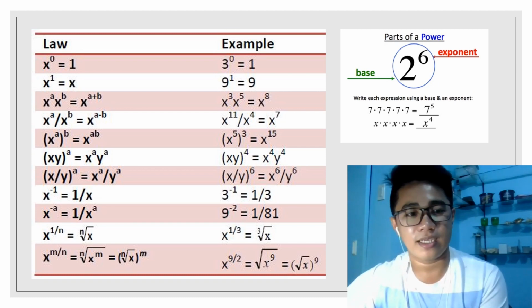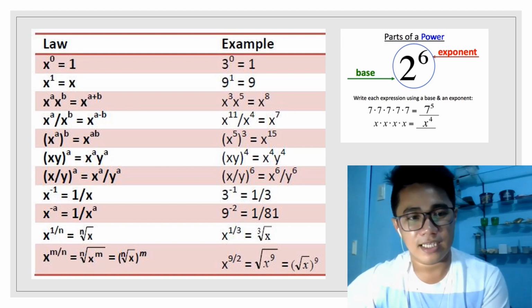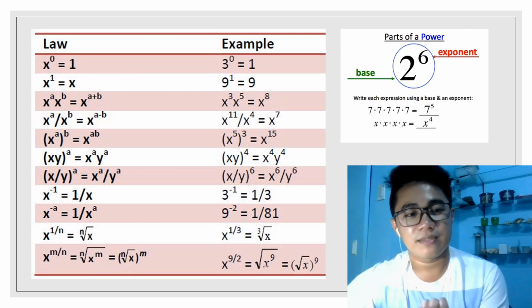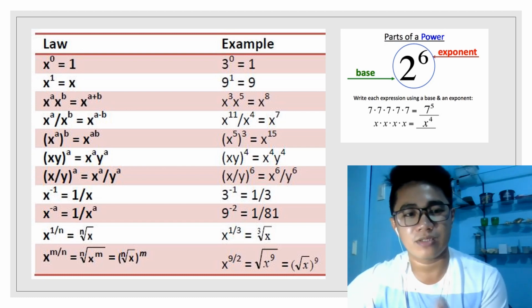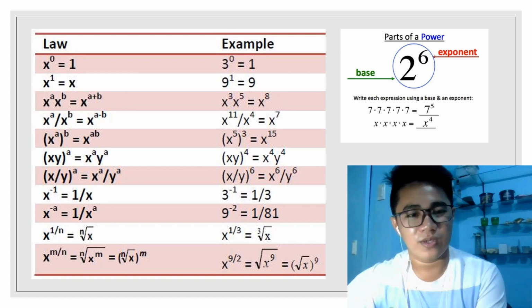Pag hindi po parehas yung base, hindi po tayo pwedeng mag-add ng exponent. So, since x po ang same, di ba? x to the power of a, x to the power of b. Dyan, pwede po natin i-add lang yung exponent.